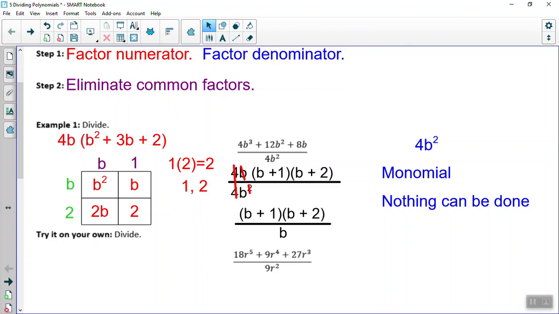So all we're really doing here with the dividing is factor the numerator. If you can, factor the denominator. Eliminate common factors. Whatever's left over is your answer.